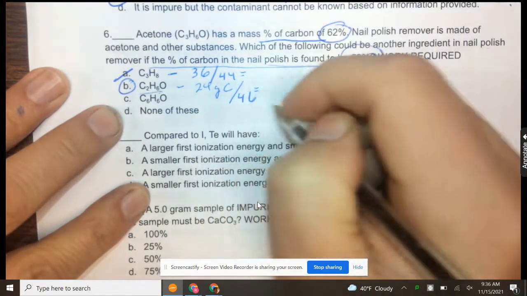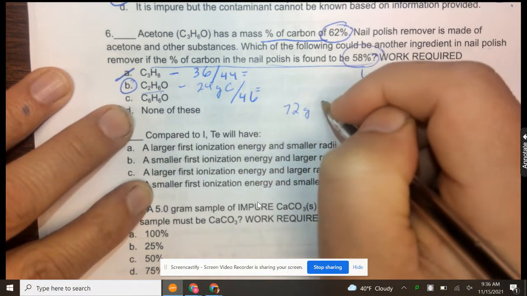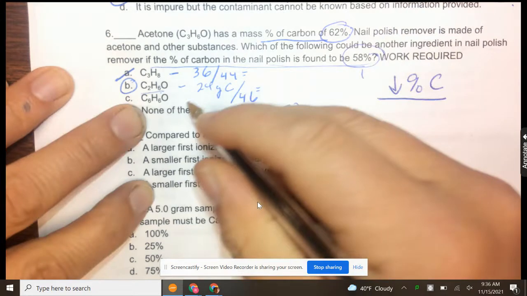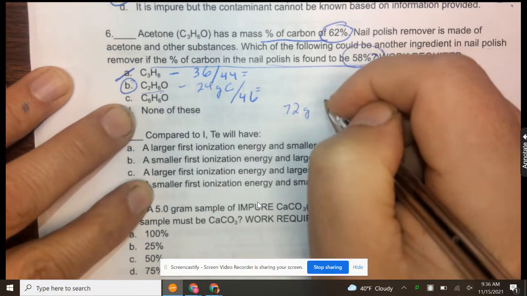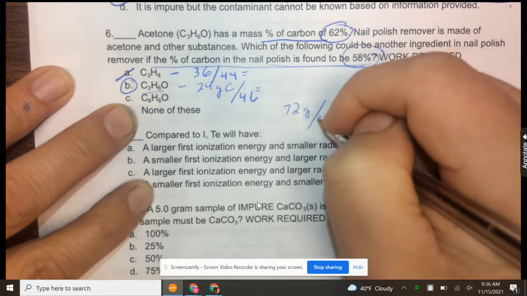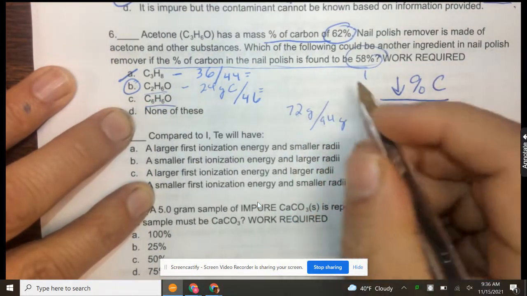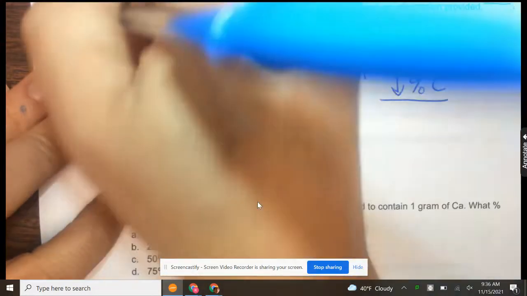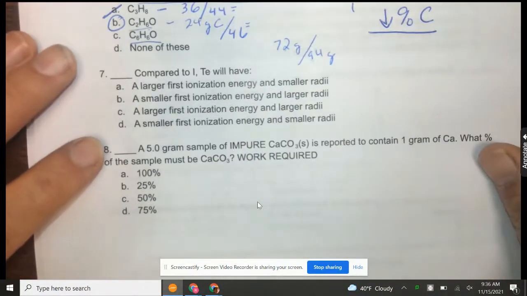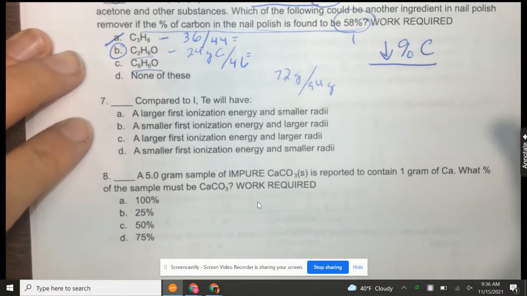Let's take a look at this one, C6H6O. 6 carbons would be 72 grams. And this would be 94 total, adding up all of these. Now that's much, much higher than 60%. So the only one that would drag the percentage down would have been C2H6O.